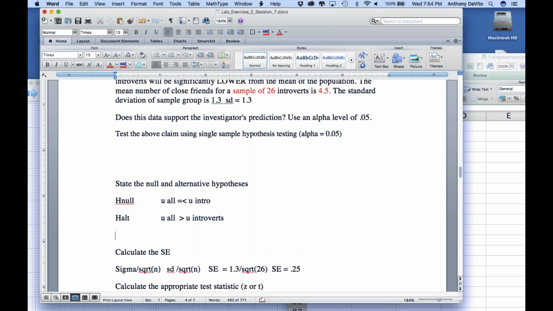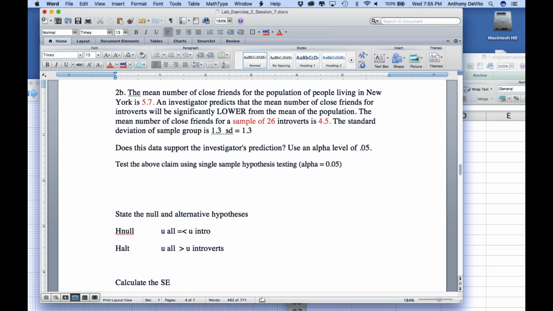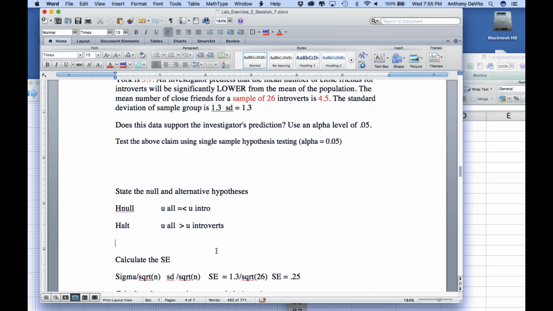Anybody know what you call this kind of hypothesis? Okay, remember before when we used hypothesis, says mu all equals mu one equals mu two, and mu one doesn't equal mu two. We call that a two-sided hypothesis. Could go either way, but in this case, it only works one way. We're making the assumption that the only possible outcome here is that either they're the same, or that the introverts have fewer friends. This is a one-sided hypothesis.